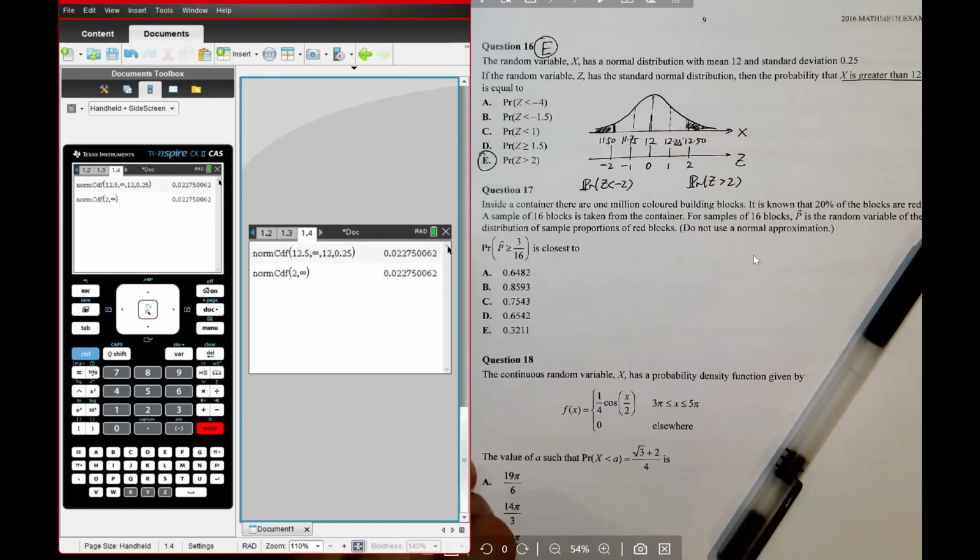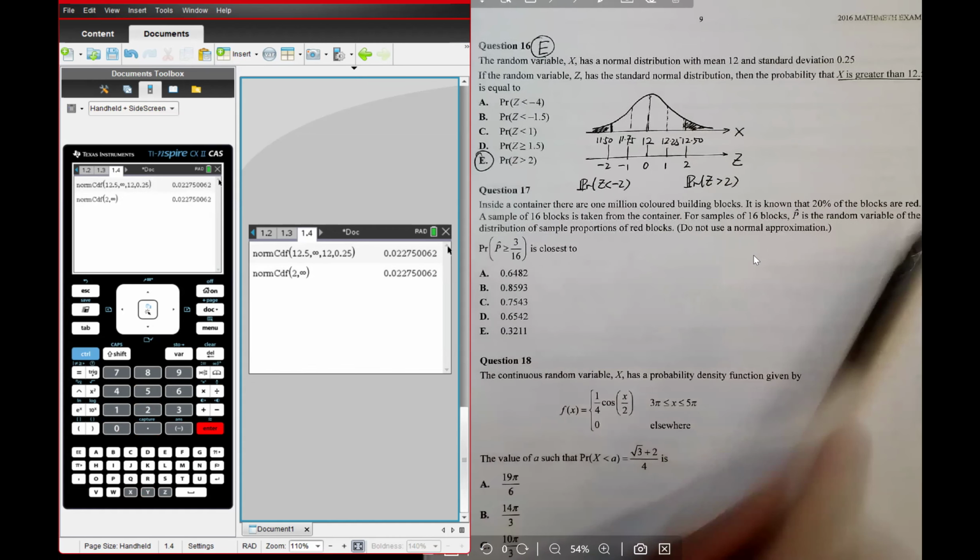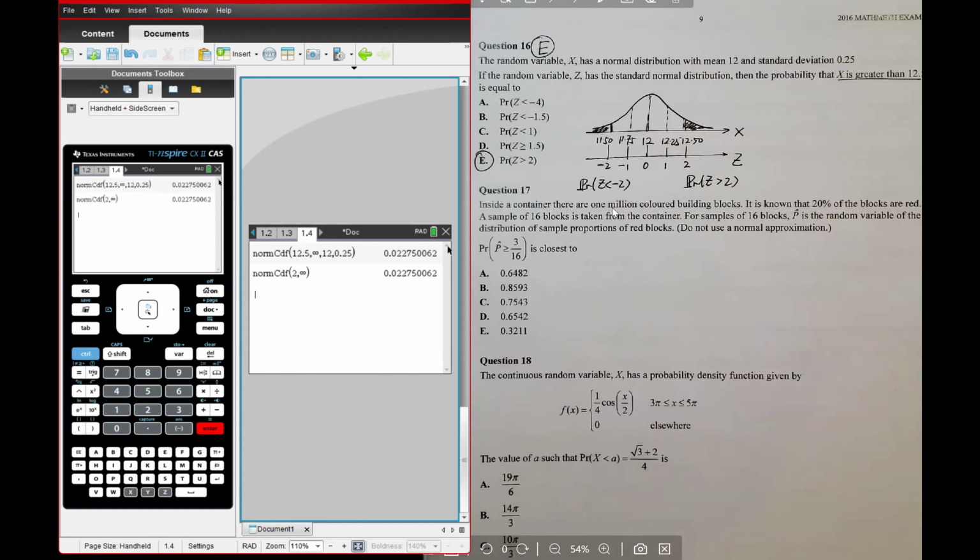Question 17, we have, let's say, inside a container, 1 million colored building blocks. It is known that 20% of the blocks are red. A sample of 16 blocks is taken from the container. For the sample of 16 blocks, p hat is a random variable of the distribution of the sample proportions of red blocks. Do not use normal approximation.